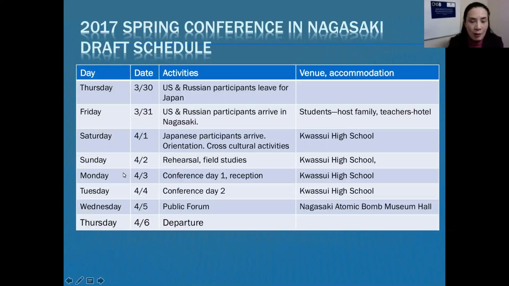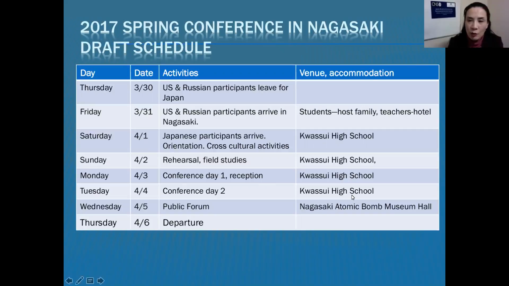Then Monday, April 3rd, conference day 1. And of course, the conference is going to be at Kasui High School. And we are planning to have some modest reception, inviting, in addition to all the CIF participants, some local dignitaries and some local high school students. We still need to decide what to do, but I am planning to have a reception on the first day of the conference.